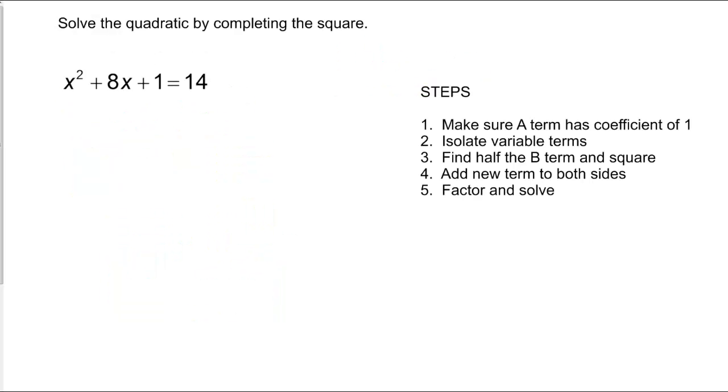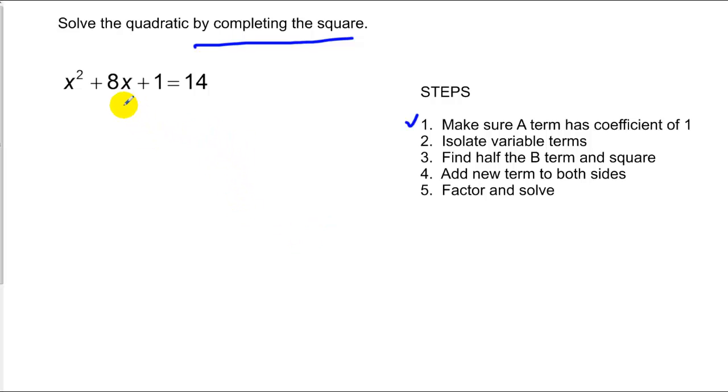So now let's talk about this concept of completing the square. In order to complete a square, which basically means getting an isolated perfect square term on one side and a constant on the other side, the steps are as follows. The first step is to make sure your a term has a coefficient of 1. So a is the term in front of the squared term, and it does have a coefficient of 1. So this is checked off the list.